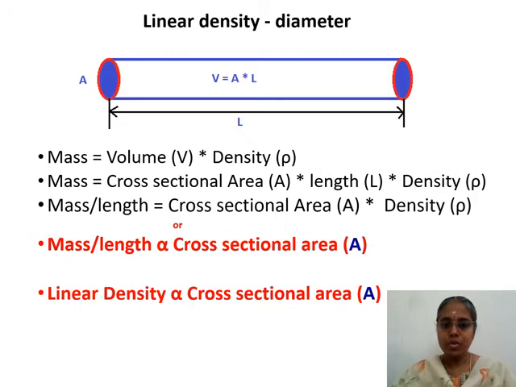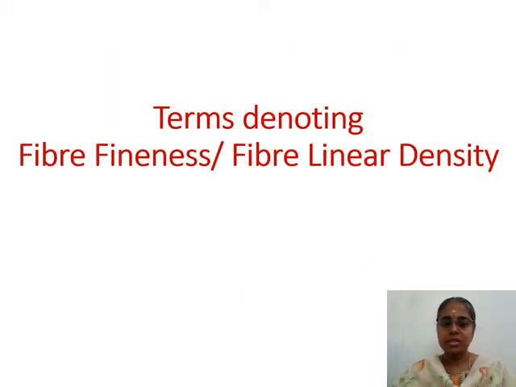So from this, we know that mass by length is proportional to cross-sectional area if the density is constant, and mass by length is nothing but your linear density. Hence, linear density is proportional to cross-sectional area. So there is nothing wrong in measuring linear density instead of cross-sectional area. Let us go into the various terms that denote fiber fineness or fiber linear density.